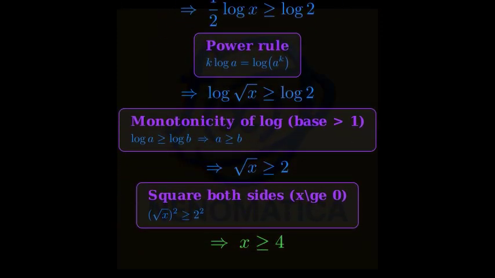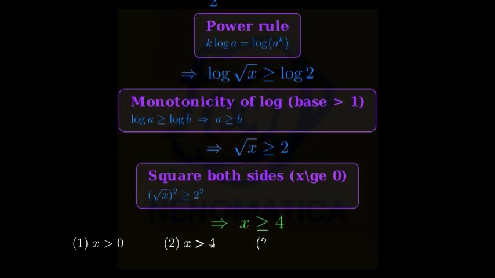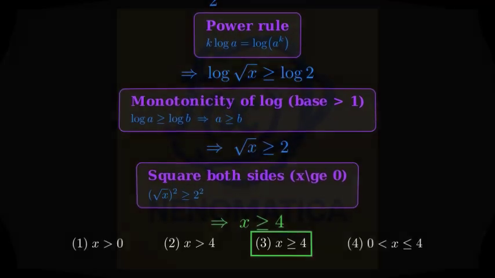Now, we select the correct option. Option 3, x greater than or equal to 4, is correct.